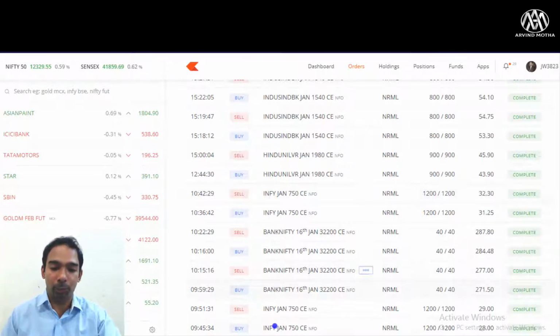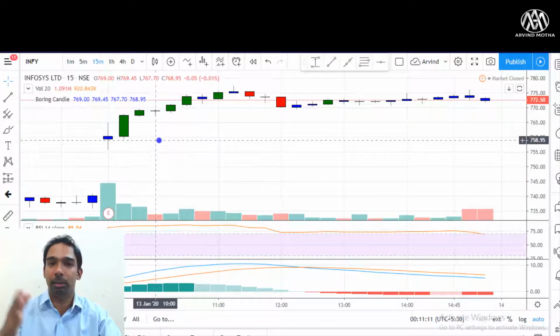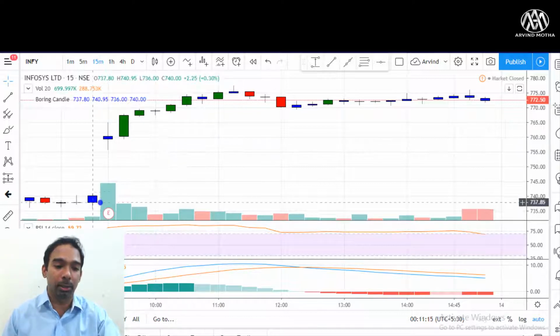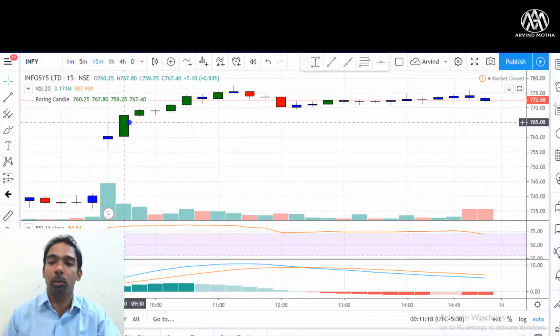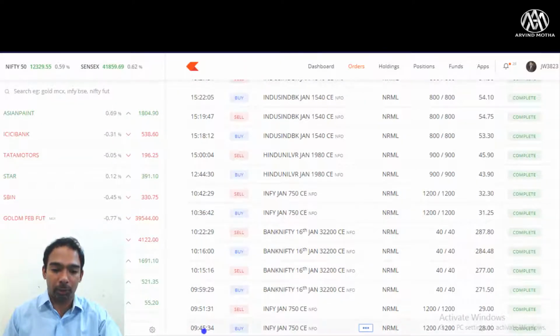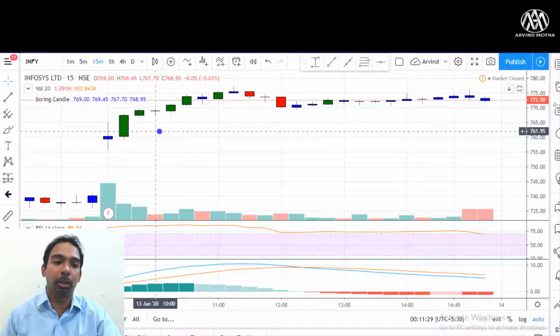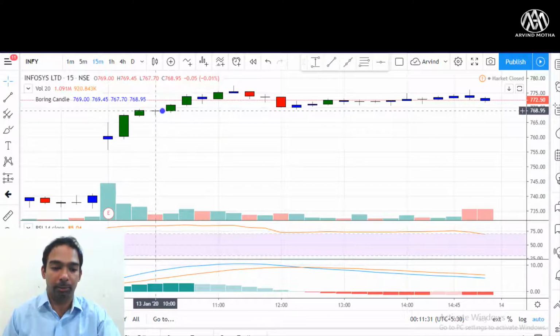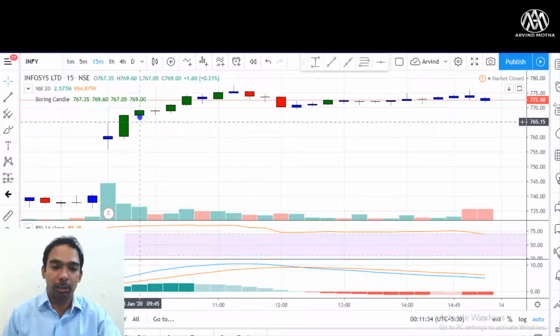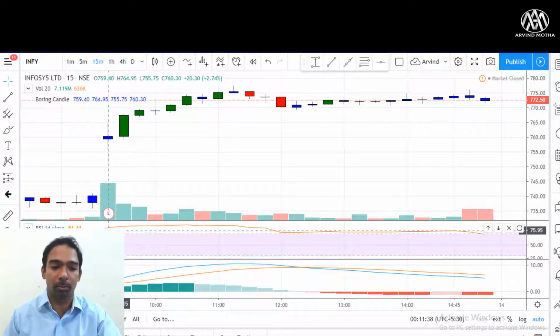Infosys was pretty bullish today because it opened gap up because of the earnings report and also the positive news in the market regarding Infosys. You can see the big jump here from 740 to 765 and above, right? So I entered the trade at 9:45. I take a 750 call option because I expect Infosys to be bullish even above this range. It is around 766, and I still expect it to be bullish because RSI is pretty high.